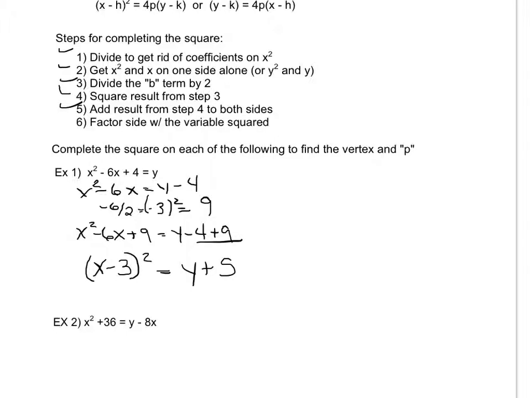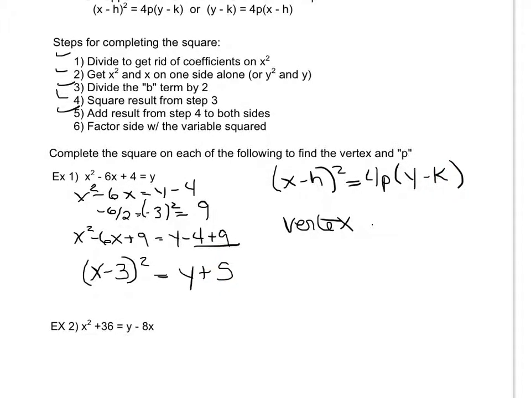So I notice that this is in the form now x minus h squared equals 4p times y minus k. So looking back at my directions, I was supposed to then find the vertex and the p. Well, then my vertex is going to be, x is going to be negative 3, y is going to be negative 5, because my formula is minus a minus. So if k was negative 5, I'd have minus minus equals plus. So I'm going to have 3, negative 5.